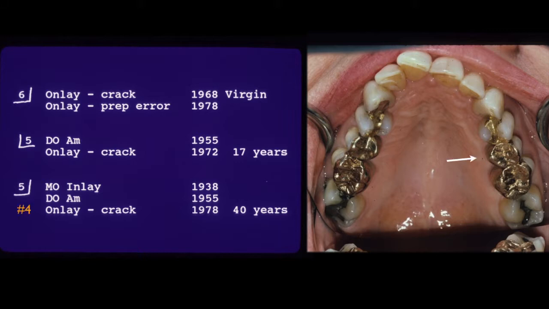Number 4 had an MO inlay in 1938 and a DO amalgam in 1955. Cracked in 1978, or 40 years after the original inlay. The inlays in the first premolars and cuspids and the amalgams in the second molars, which my dad did in the 30s and the 40s, served permanently.